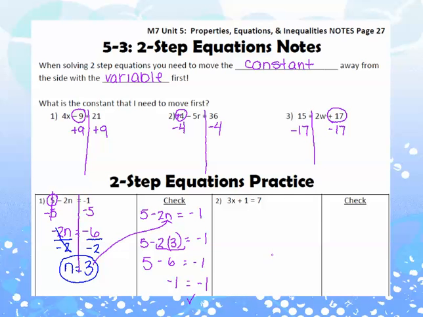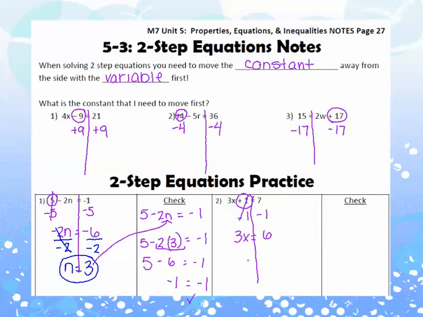Alright, now that you've solved number 2, let's go over it. So we start by drawing the line down the middle. We need to find the constant, the number by itself on the same side as the letter, so it's going to be the positive 1. How do I get rid of positive 1? What's the inverse? Negative 1 or minus 1. These are canceling because they're opposites. That was what I was trying to get rid of. So I'm left with 3x is equal to, and 7 minus 1 gives you 6.